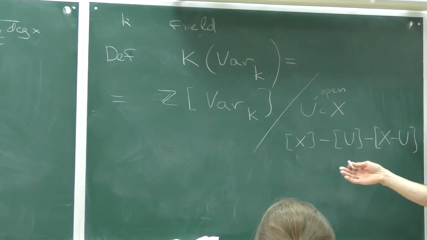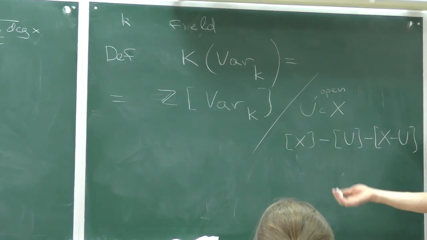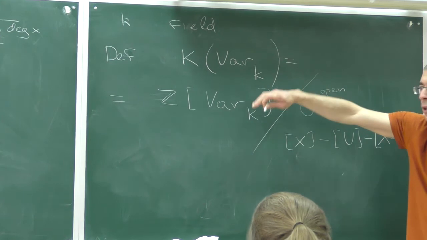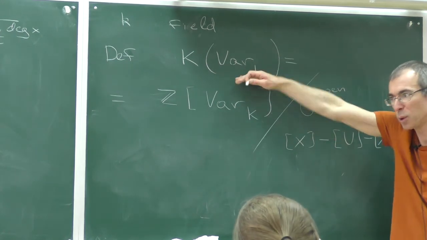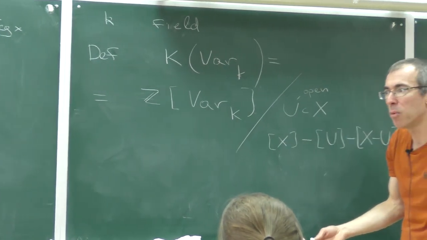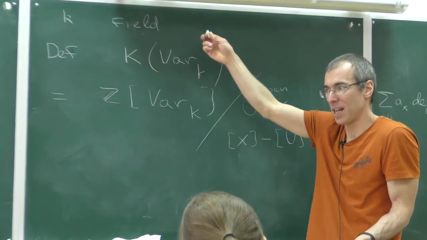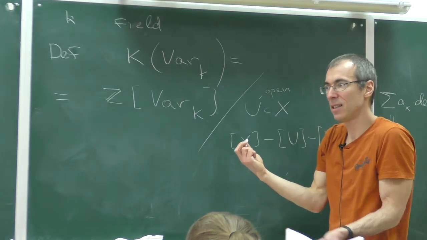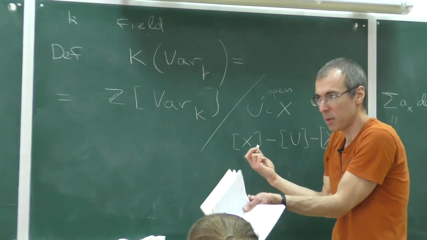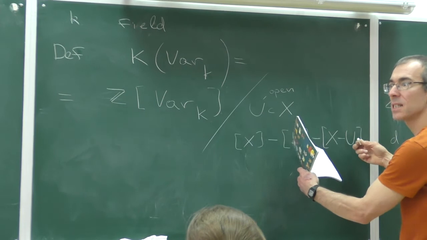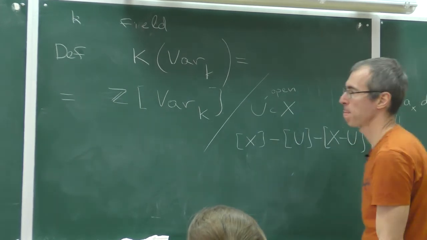What does it mean to give a homomorphism from this quotient to a group, say A? It means that it's a rule that assigns to every variety an element of A, say a number, such that it's additive in this sense.